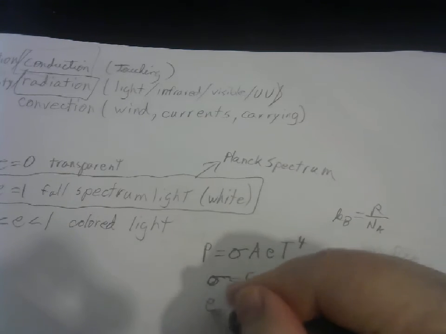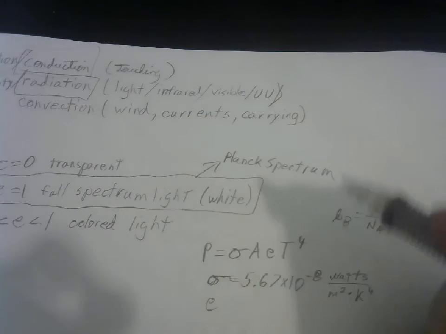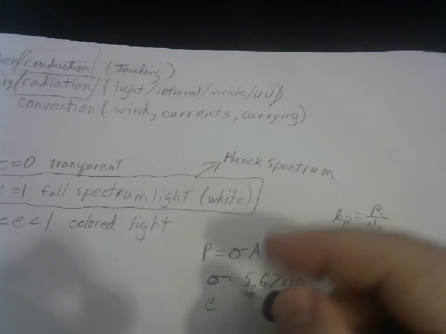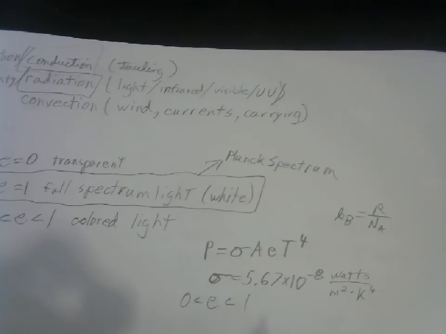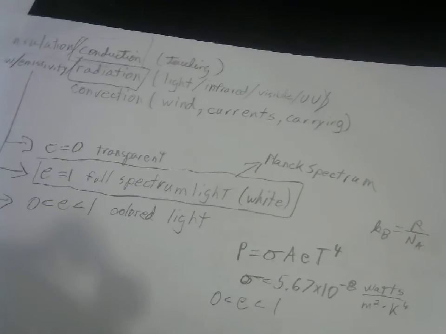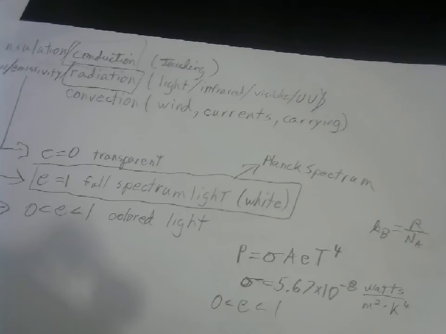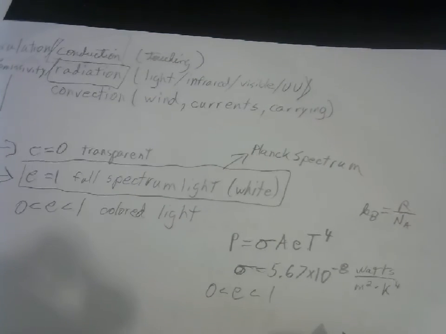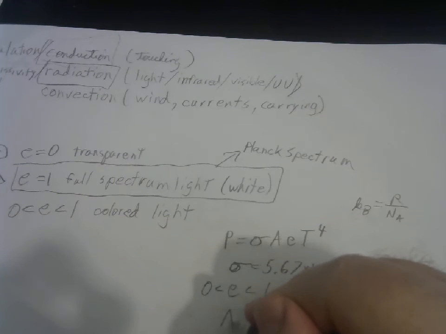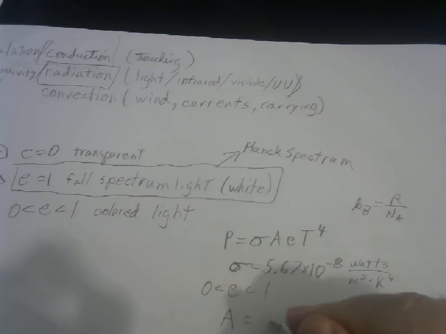Okay, then E is just what portion of the full spectrum of light you have. So 0 is less than E is less than 1. It's some number based on whether you have a radiating body or not. If it's fully radiating, it's 1. If it's not radiating at all, it's 0. And then A is just the area. It's just the surface area that is letting out this light. And T is the temperature in Kelvin.